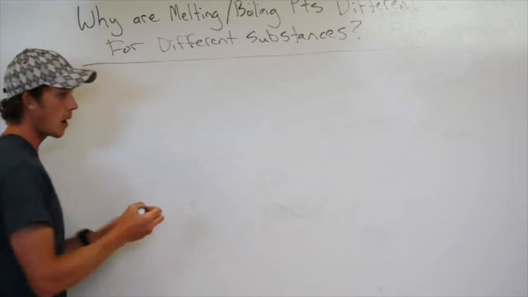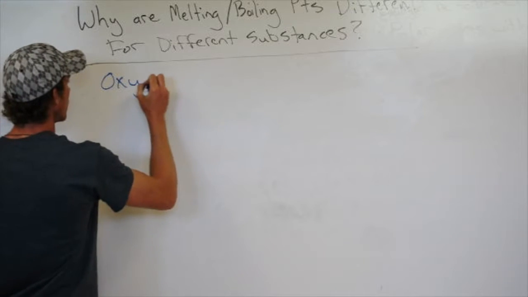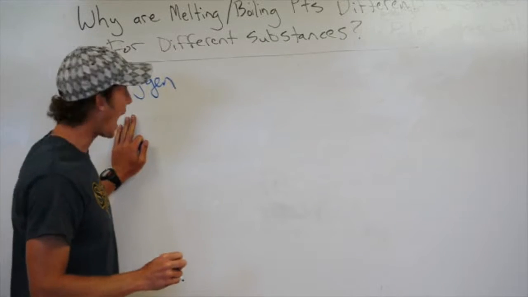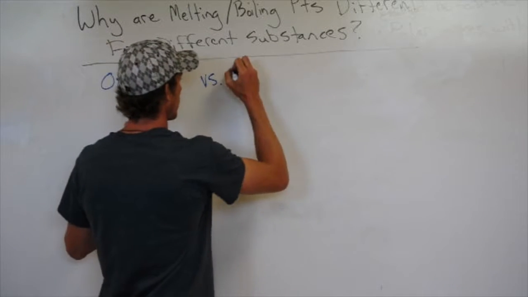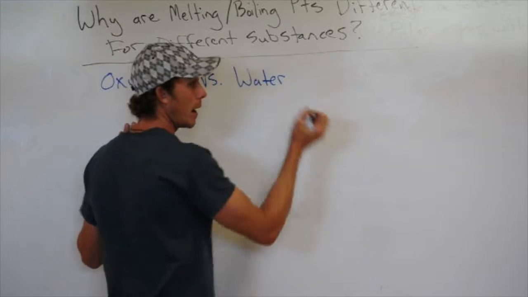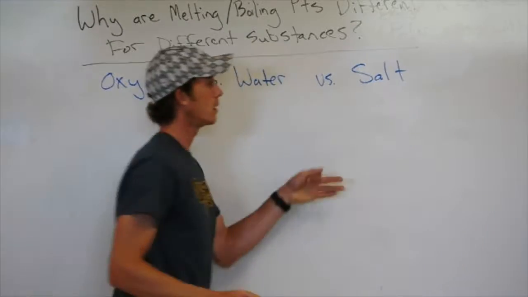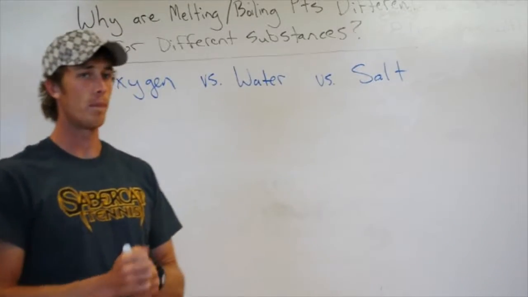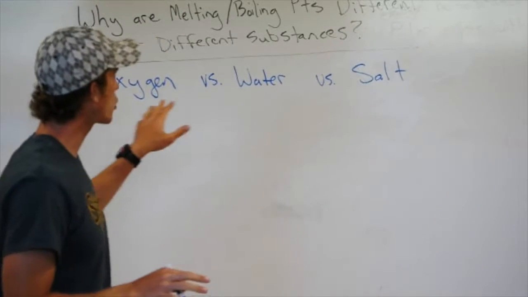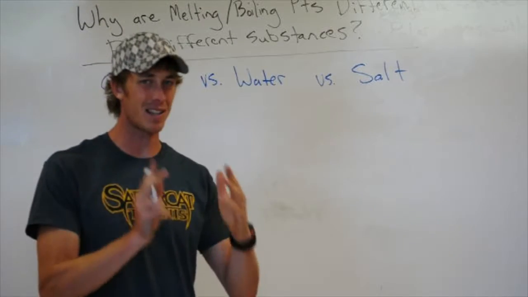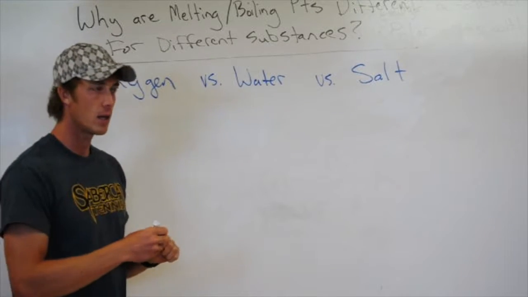All right. So let's look at one that's a gas at room temperature, like oxygen. So we're going to compare oxygen to water, because water, we all know, is a liquid at room temperature. And let's compare that to maybe salt, because salt is a solid at room temperature. So you ever think about that? I think it's kind of fascinating to actually think, why the heck do we have oxygen, water, and salt at different phases at the same exact temperature? So let's look at the molecules themselves and see what they look like.